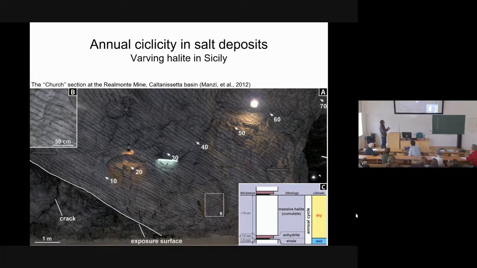The miners excavate these figures, the virgins and all the stuff, into the salt. So it's okay. It's not you.